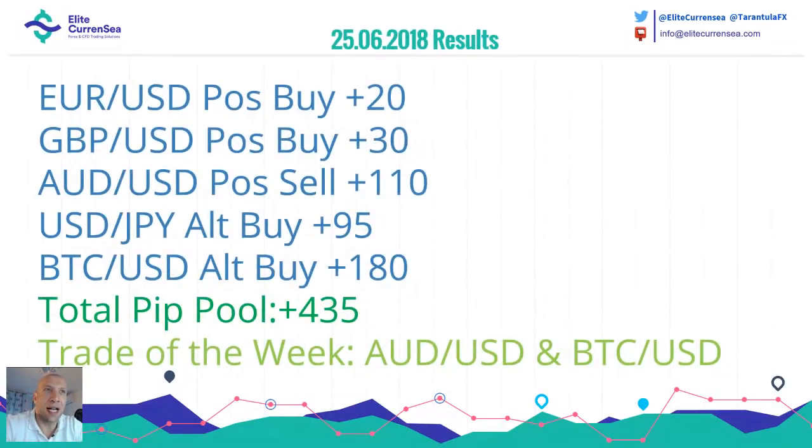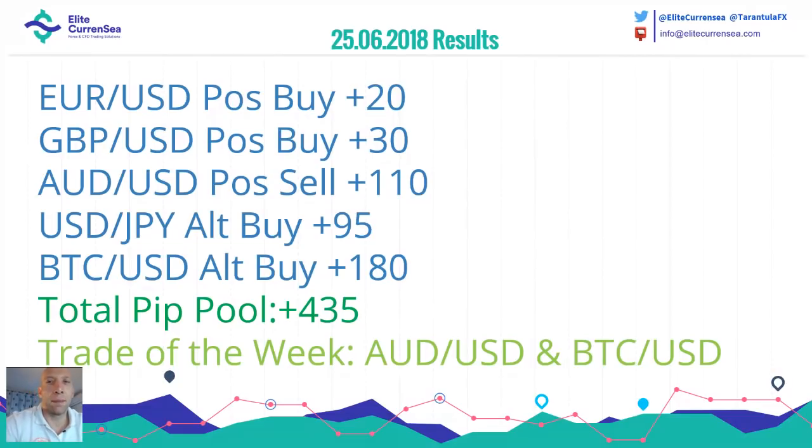So these are results for the last week, 25th of June 2018. We had a lot of setups that you could maybe make some profits at. These are setups that we did starting from Monday. So EUR/USD was good for 20 pips, GBP/USD was good for 30 pips. Also the Australian dollar positional sell was the trade of the week, and definitely maybe the best trade. I need to say 110 pips, guys.